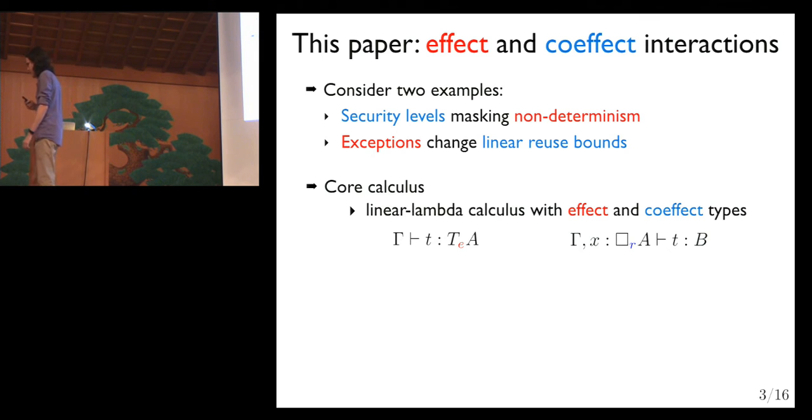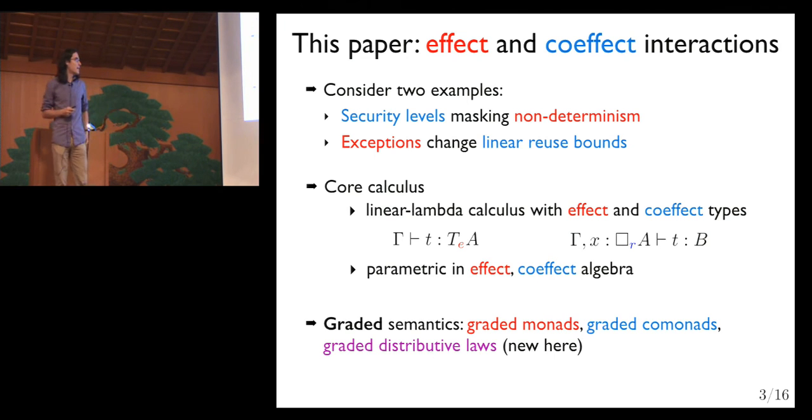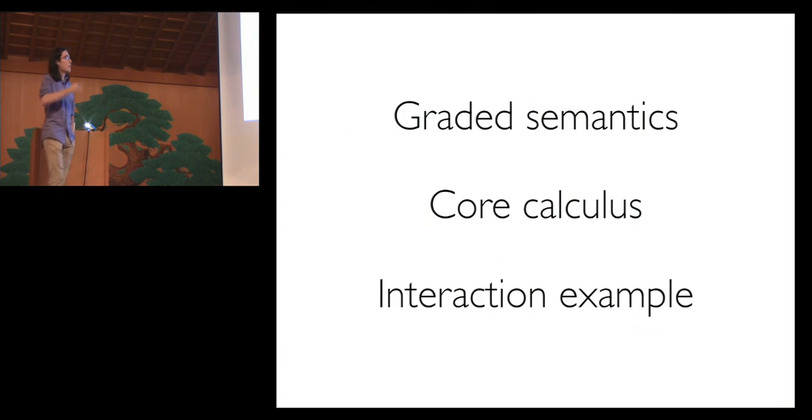I'm using some simplification for the talk, but I've used box to stir up your modal desires because there's a modal logic underneath this. And we've got this coeffect and effect algebra underneath, I'll explain. And the semantics is graded, and it uses monads, graded comonads, and graded distributive laws. So in the talk, I'll just outline these 3 points.